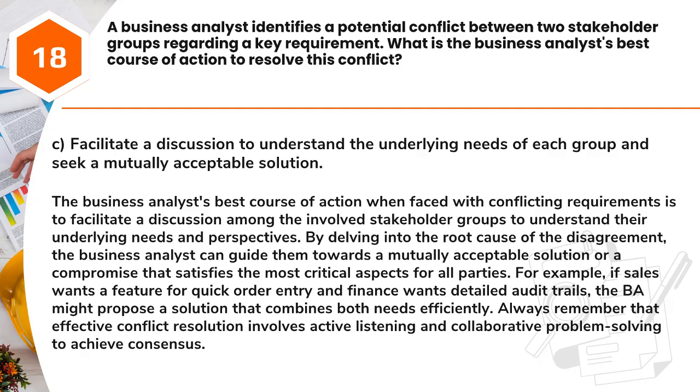The business analyst's best course of action when faced with conflicting requirements is to facilitate a discussion among the involved stakeholder groups to understand their underlying needs and perspectives. By delving into the root cause of the disagreement, the business analyst can guide them towards a mutually acceptable solution or a compromise that satisfies the most critical aspects for all parties. For example, if sales wants a feature for quick order entry and finance wants detailed audit trails, the BA might propose a solution that combines both needs efficiently. Always remember that effective conflict resolution involves active listening and collaborative problem solving to achieve consensus.